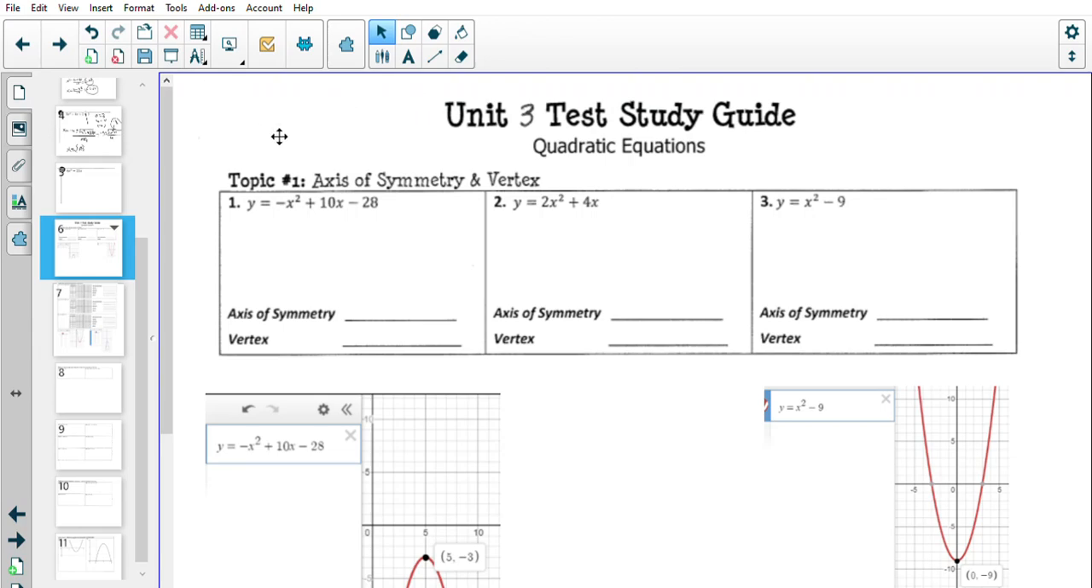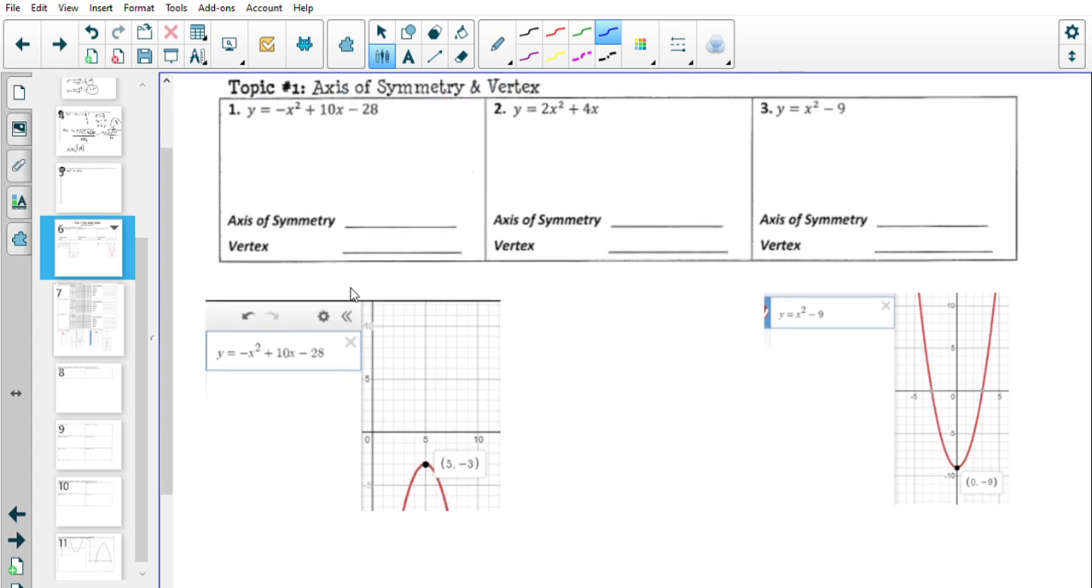Alright guys, so today we're going to go through part of our study guide in order to make sure that you guys are ready for your test, whether your test is on Thursday or on Friday. Alright, so first thing we talked about was the axis of symmetry and the vertex of any quadratic equation.